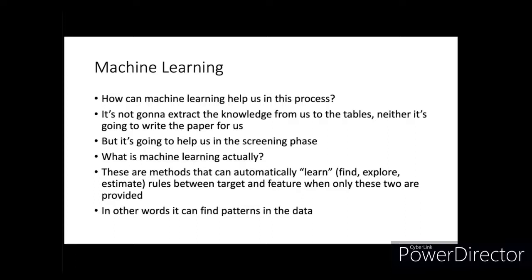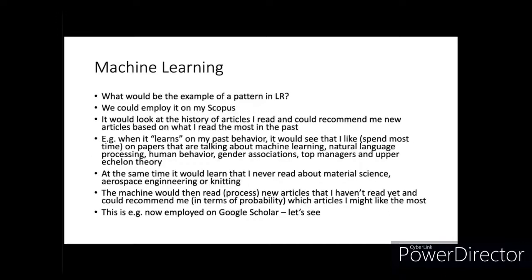And it learns. The target will be whether we like the abstract or not, and the features are what is written in the abstract, and it's going to be learning actively on this. And then to illustrate this better, what would be an example of a pattern in a literature review?